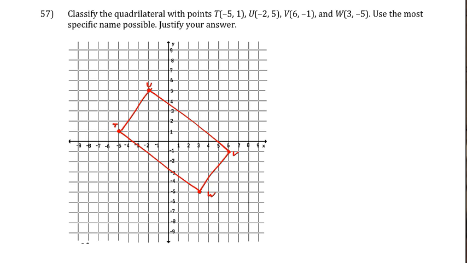Now we're not asking if it's a parallelogram. The question is classify it, meaning give this a name, such as a rectangle, a rhombus, maybe it's just a parallelogram, maybe it's just a quadrilateral. So let's dive in and see what type of shape this is.